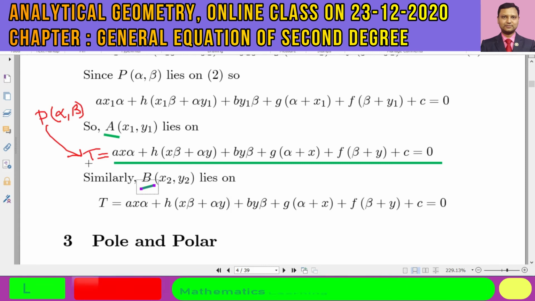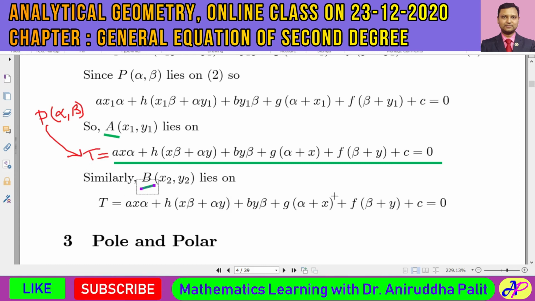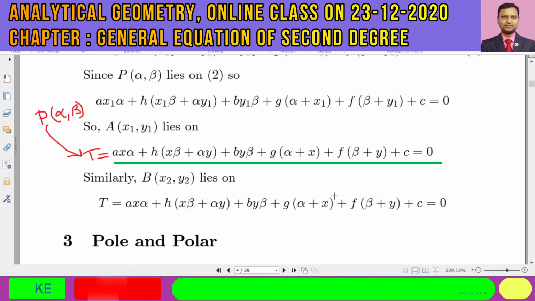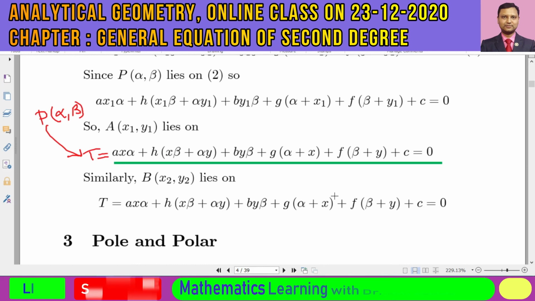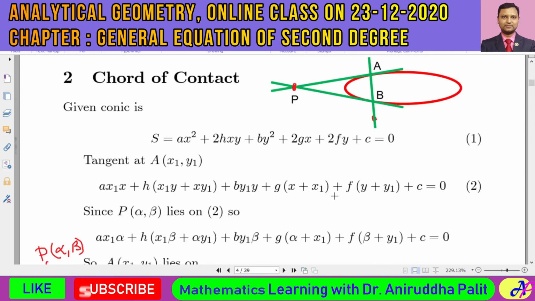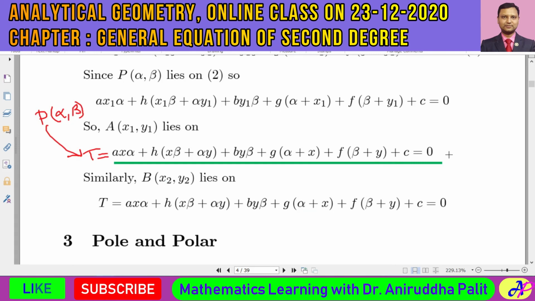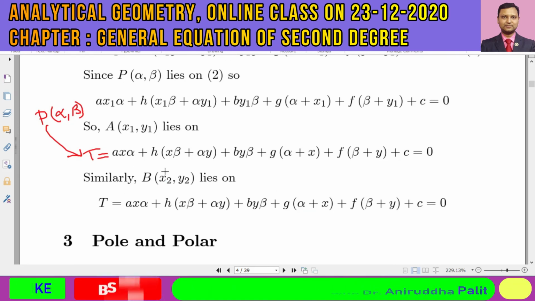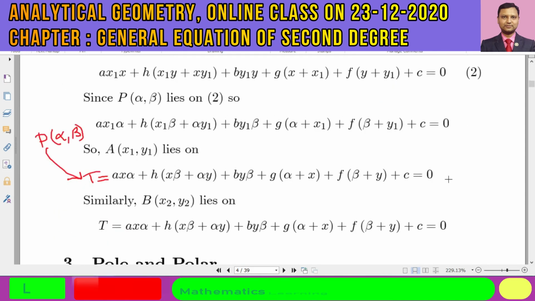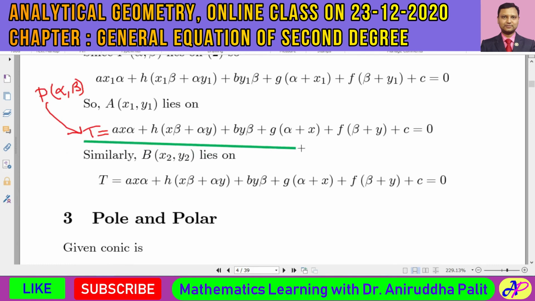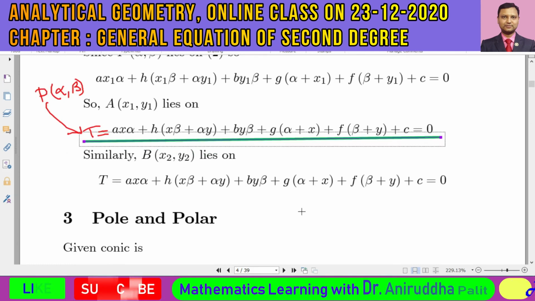So what we observe is that x1 y1, that is the point capital A, and the point capital B lie on the straight line T is equal to 0, and we know that through two distinct points, capital A and capital B, only a single straight line can be drawn. And this is the equation of the straight line T is equal to 0. So the equation of the straight line AB must be T is equal to 0. Got it?